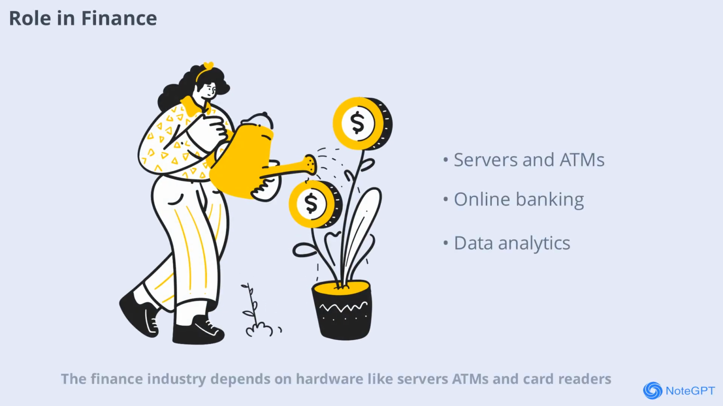The finance industry depends on hardware like servers, ATMs, and card readers, as well as software for online banking, trading, and analytics. Secure and reliable hardware ensures transactions are processed, while software provides user interfaces and data management.